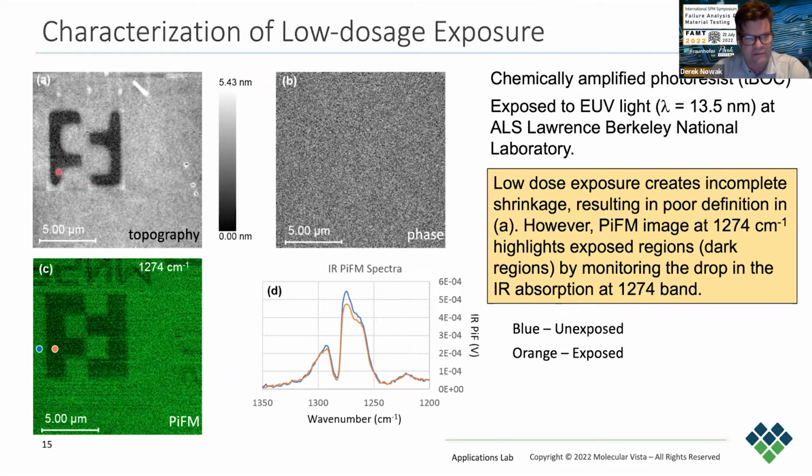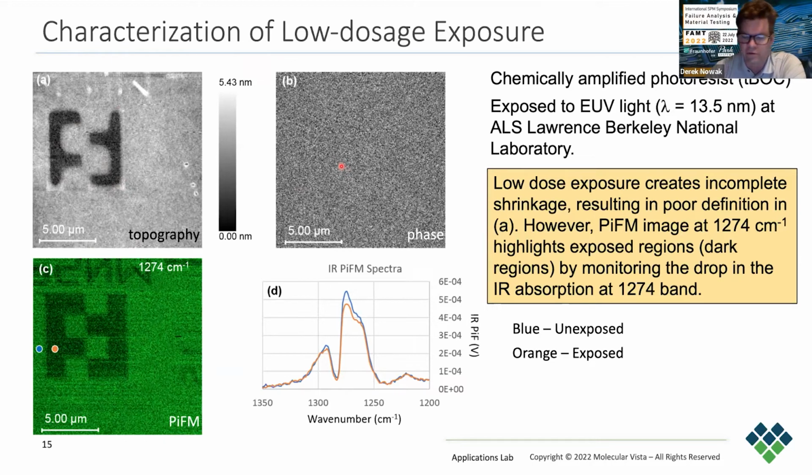Here you can kind of see, well, I see some Fs. They're kind of rounded on the edges, but actually the image that was formed, the PiFM can show you at this 1274 wave number that we chose, really kind of definitively, that's not what the shape looked like in terms of the projection. That's just what we've been seeing in topography. And of course, the phase channel is not able to give us any of that kind of information.